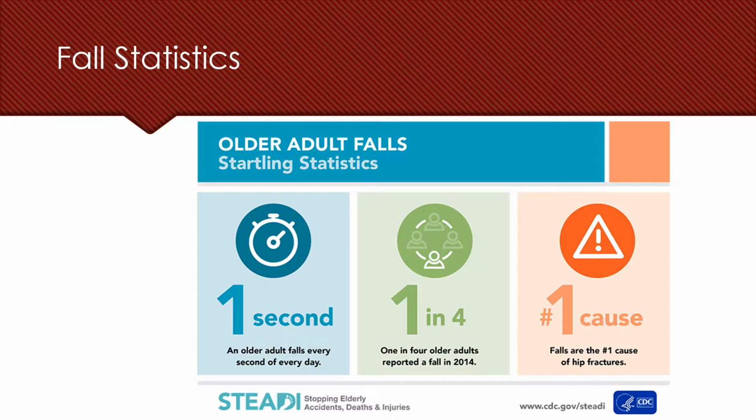The first one here is that an older adult falls every second of every day. The second statistic is that 1 in 4 older adults reported a fall in 2014. So that was 25% of older adults. The last statistic here says that falls are the number one cause of hip fractures. Just looking at these statistics, we can tell that fall risk prevention is very important for us to be looking at in home care.